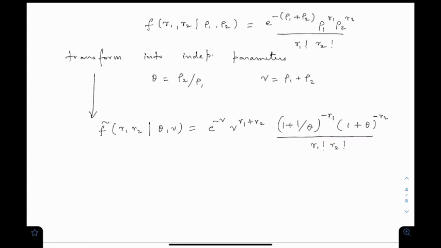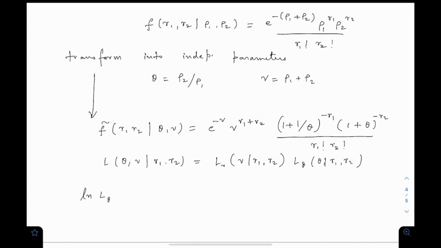And one can see in the likelihood function that we can do a factorization. Then if you look at the log likelihood of theta, that is given simply like this.